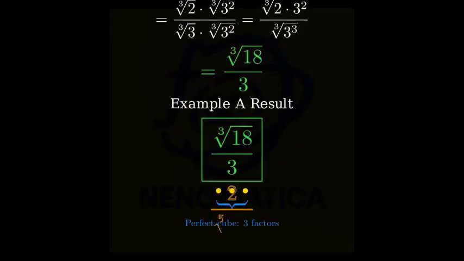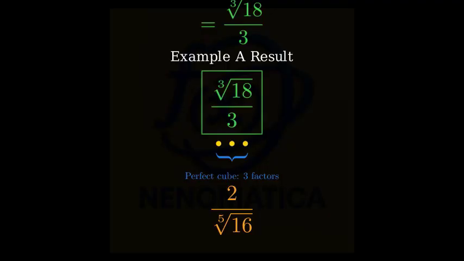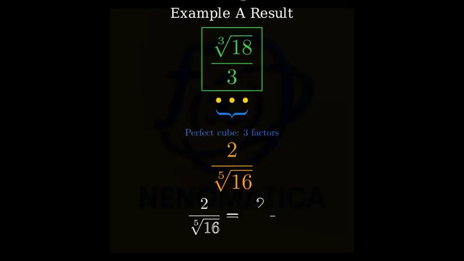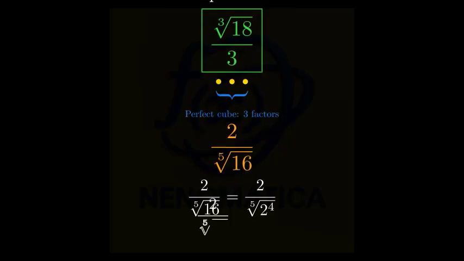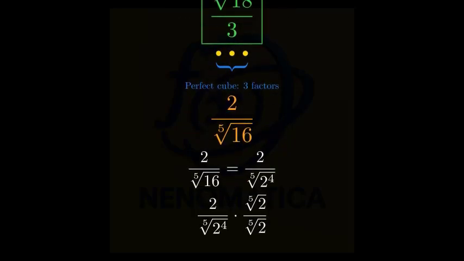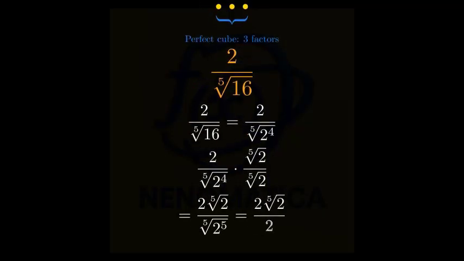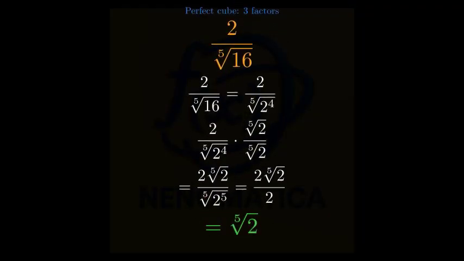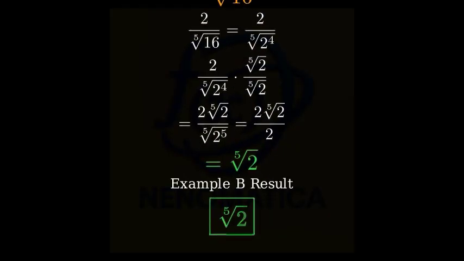Example B. Rationalize 2 divided by the 5th root of 16. Write 16 as 2 to the 4th to see the exponent clearly. Because the index is 5, and we currently have 4 factors of 2, multiply by 5th root of 2 over 5th root of 2 to complete a group of 5. Multiply and simplify. The denominator becomes 5th root of 2 to the 5th, which equals 2. The factor of 2 cancels, leaving only the 5th root of 2. That's our final simplified answer.